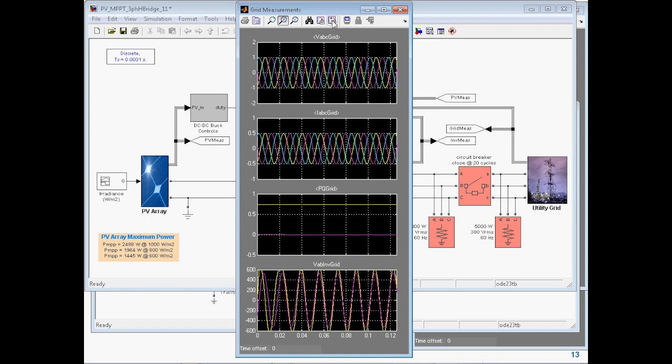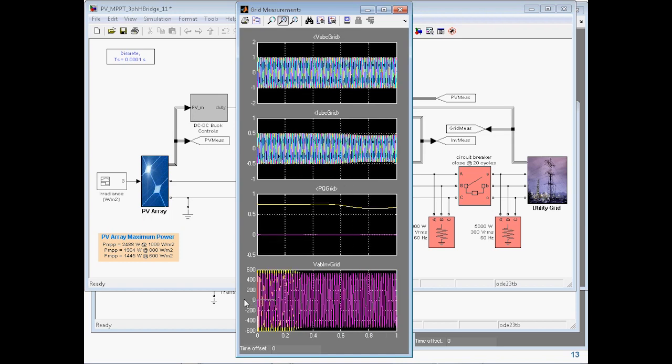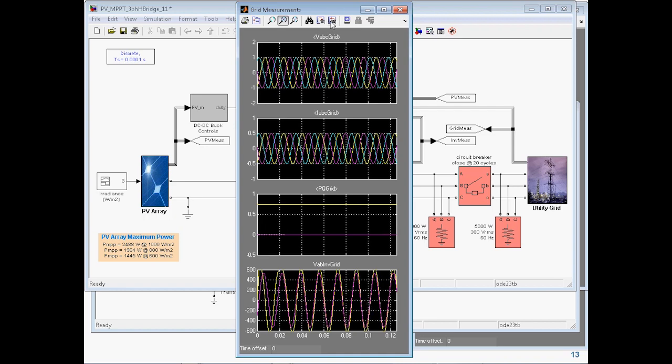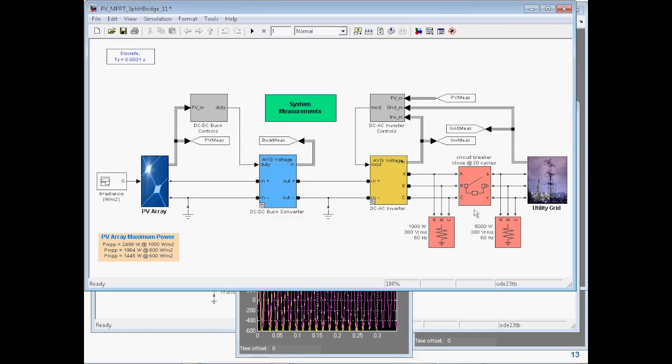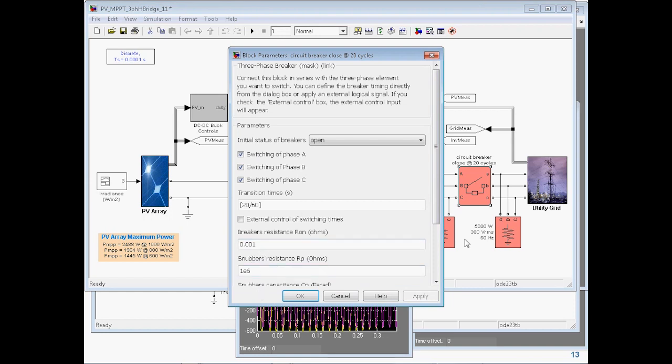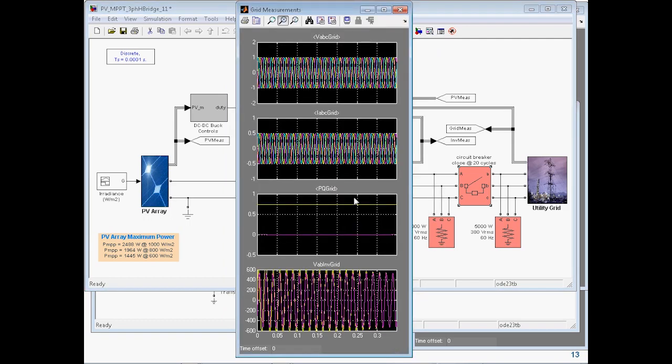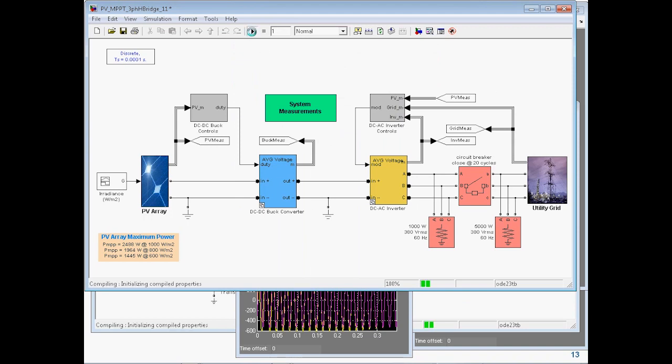Actually, let me zoom in, capture a little bit more. You can see that at about 0.05 seconds, both waves are already in phase. In this case right now, the connection is occurring after 20 cycles, about here. But this is very important, because if I hook it up after only 2 cycles, before it's actually synchronized, I'm going to run it again.